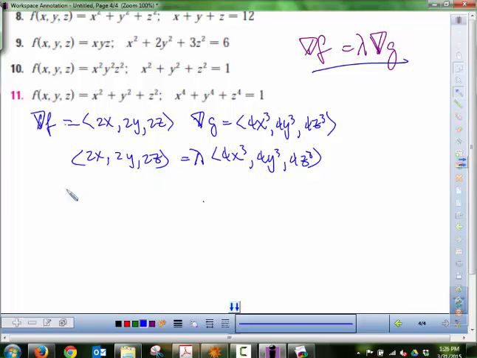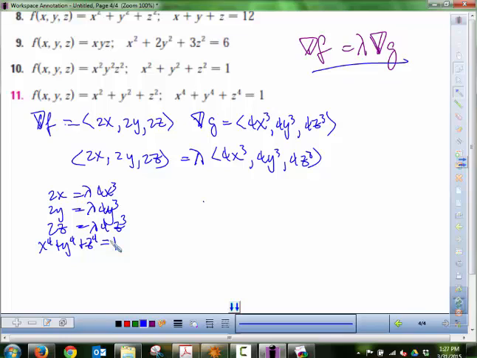So we set them equal to each other. Here are our equations. We got 2x is equal to lambda 4x cubed. 2y is equal to lambda 4y cubed. 2z is equal to lambda 4z cubed. And the constraint, which is x to the fourth plus y to the fourth plus z to the fourth is equal to 1. So here are 4 equations and 4 unknowns.